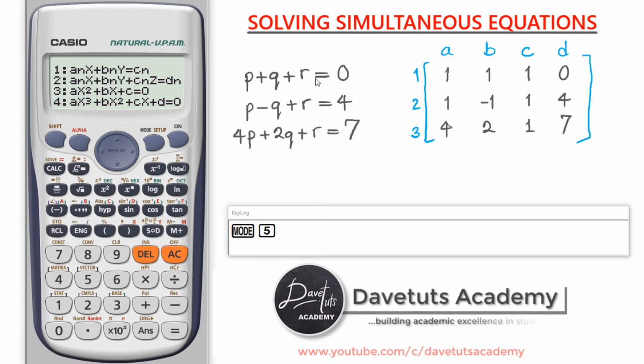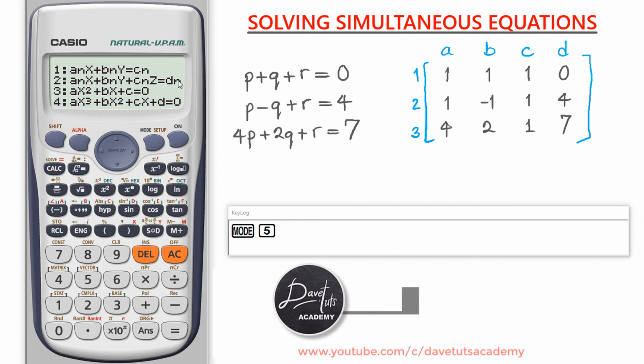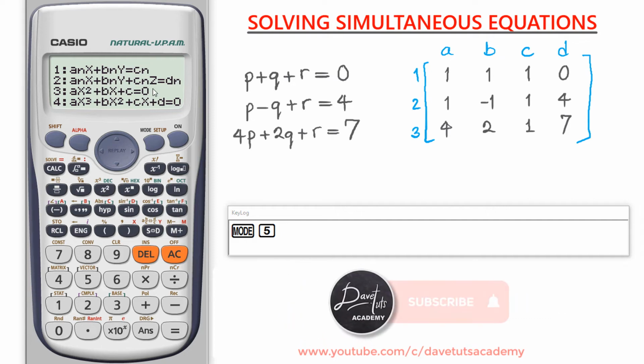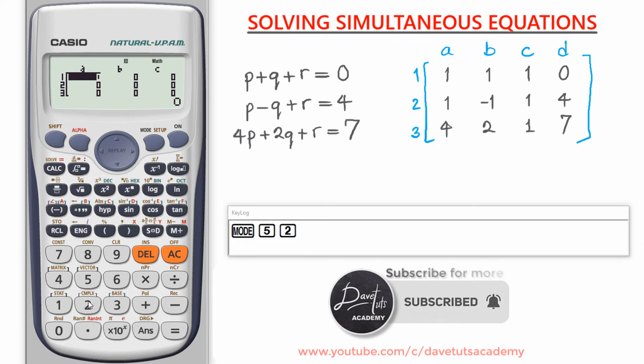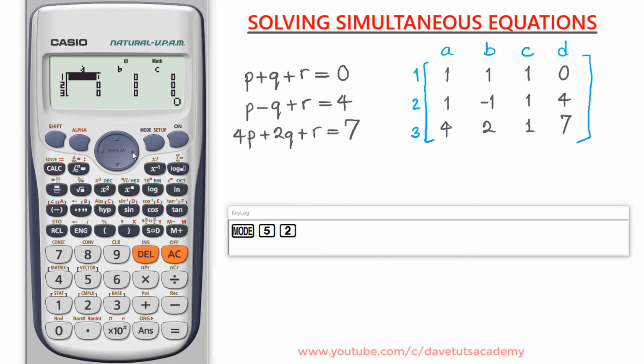But in this case, we're having 3 variables, and that is corresponding to the option 2. You can see x, y, z. But in our equation, we're having p, q, r. So you don't need to be stereotyped. Just follow the formats and then solve with respect to what you have.